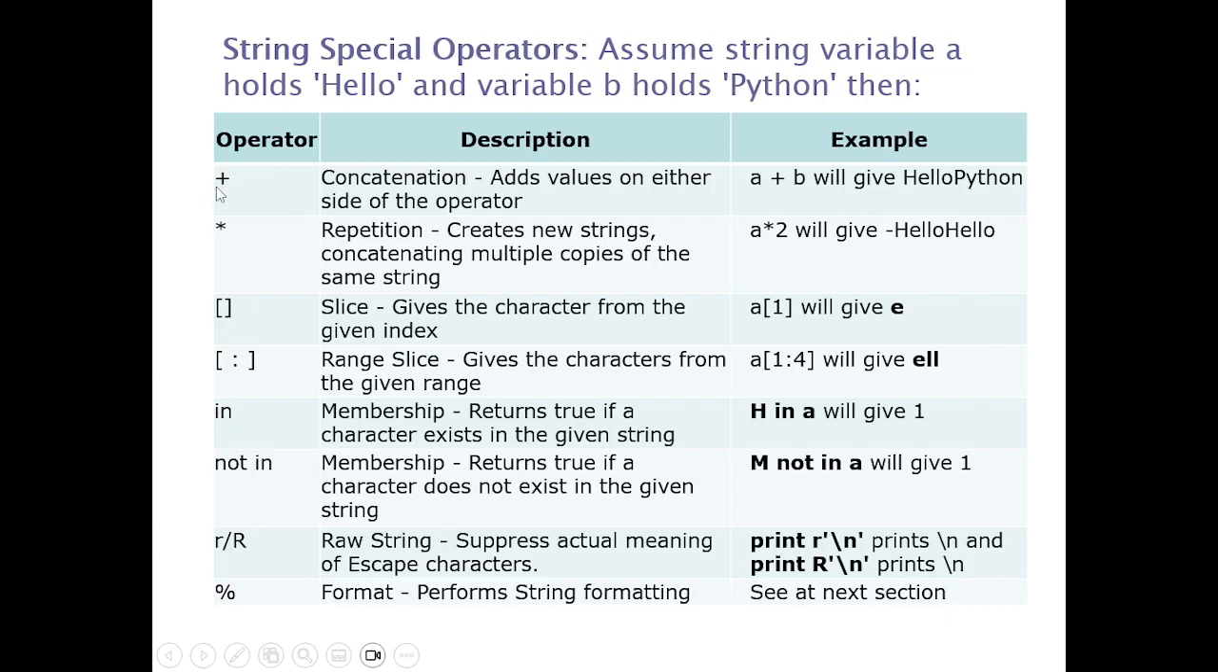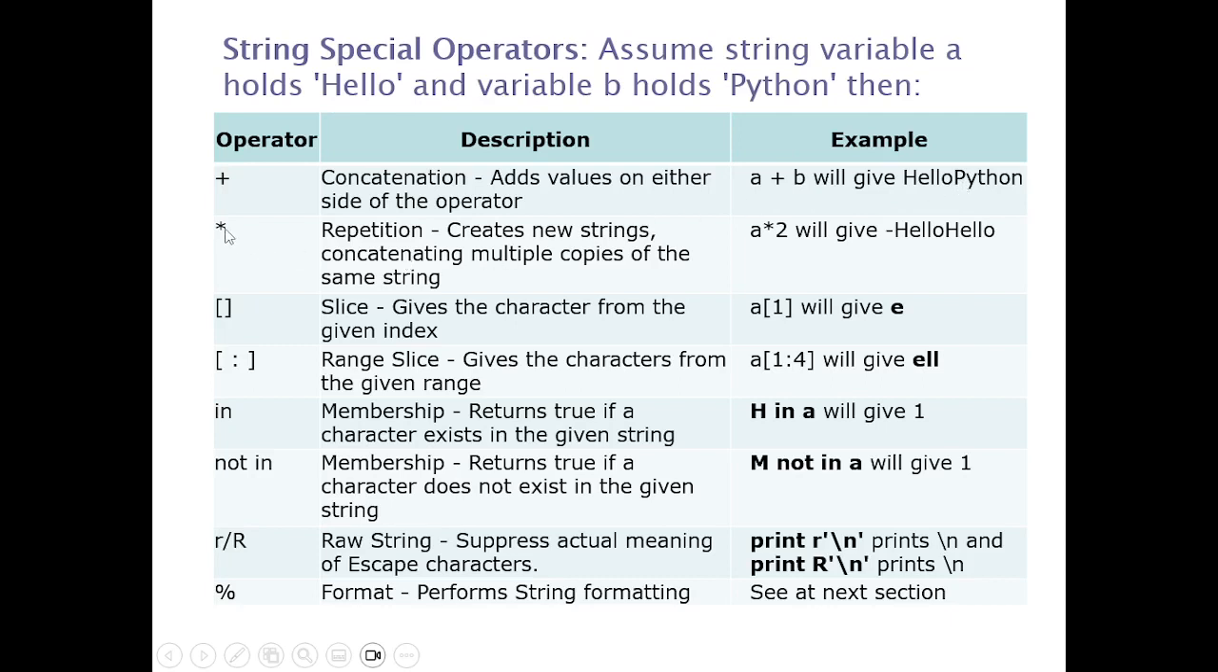So as I said, plus is a concatenation. This adds values on either side of the operator. So once we add A plus B, we have the hello for A and Python for B. So it will display as hello Python without a space.